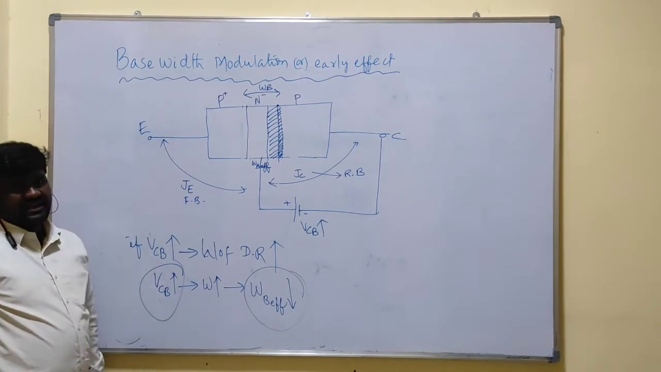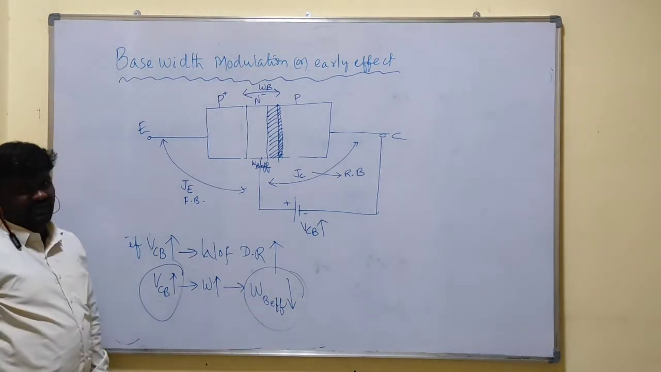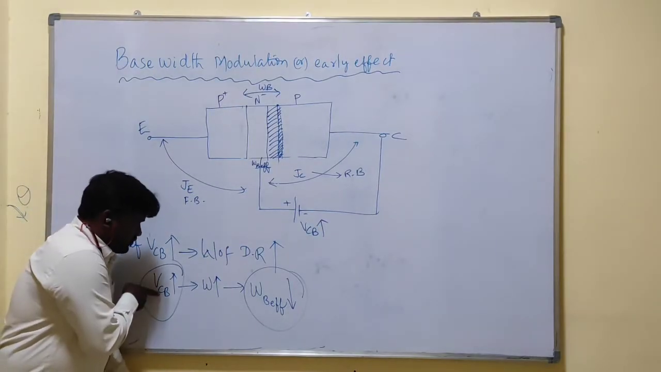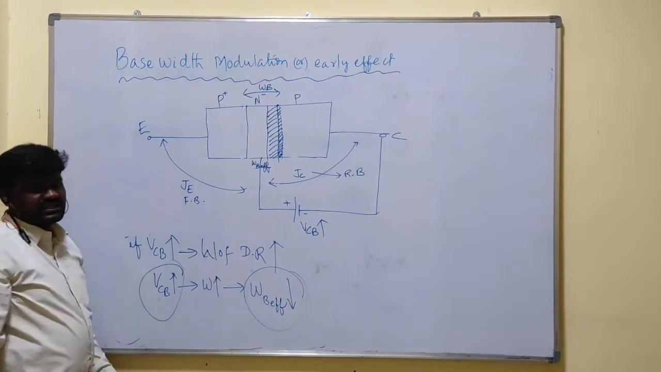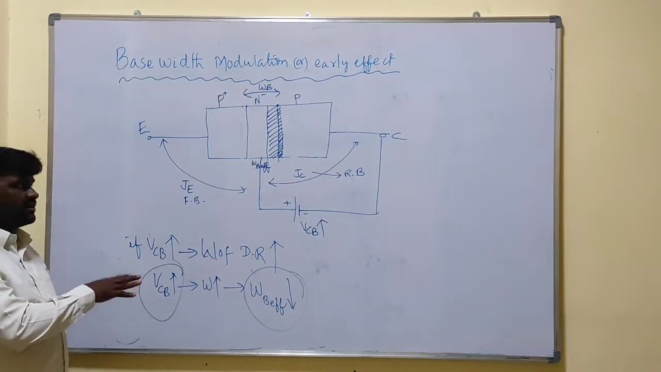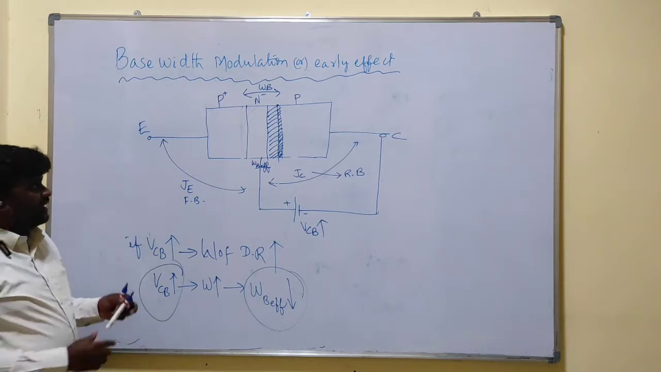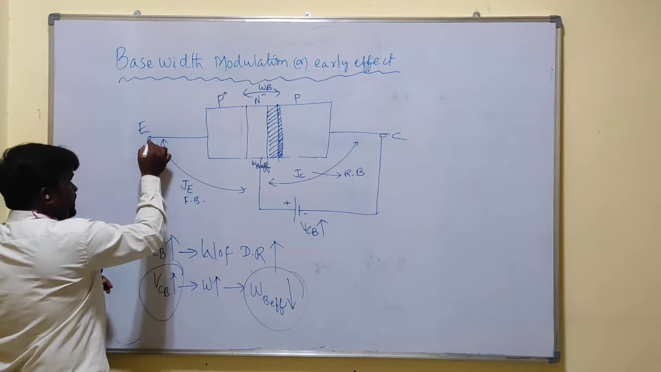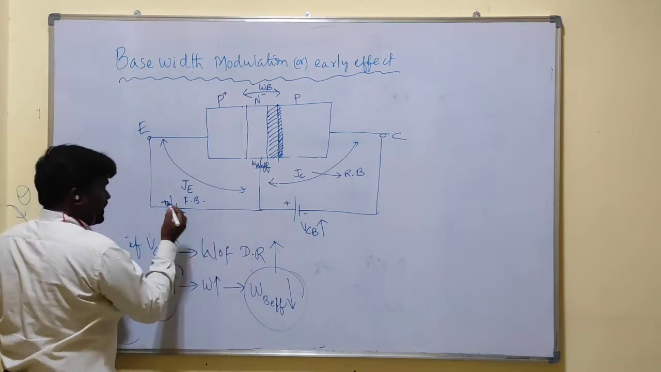So that's why it is called base width modulation, or it is also known as the early effect. By changing this voltage, we can change the width of the base. That's why it is known as base width modulation, or else the early effect. Why is it known as early effect? Actually, if this junction is forward biased, means P type is connected to the positive terminal and N type is connected to the negative terminal.